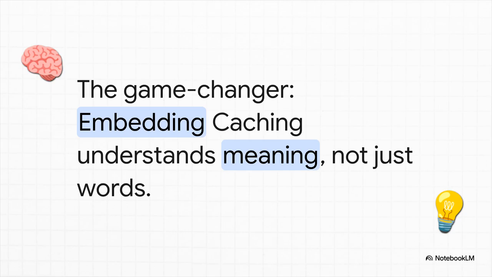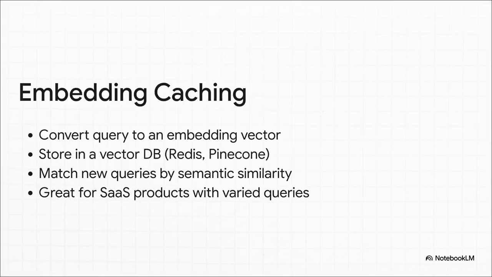So what we really need is something smarter, something that understands the meaning, the intent behind the words, not just the literal text. And this is where embedding or semantic caching comes in. This is a total game changer. Okay, this is where things get really, really cool. Instead of storing the text of the query, you convert the query into what's called a vector embedding, which is just a fancy way of saying a list of numbers.